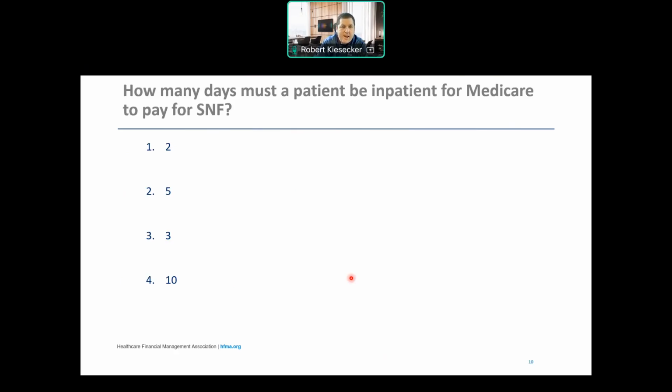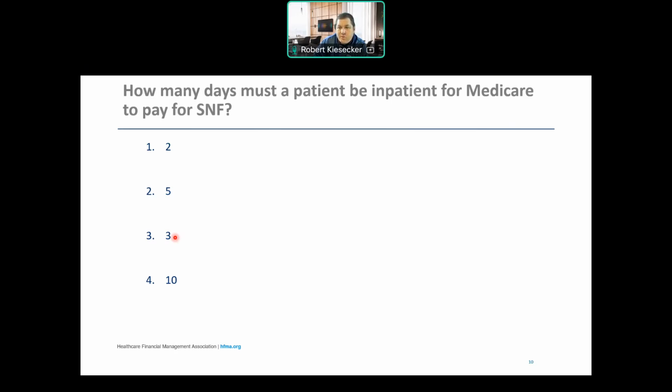All right, second one. How many days must a patient be inpatient for Medicare to pay a skilled nursing facility, the SNF? Is it number one? Is it number two? Is it number three? Or is it number four? So 2, 5, 3, or 10. And the answer is going to be three in all capacities. So it's number three, and the answer is three. So 3 days, I apologize.